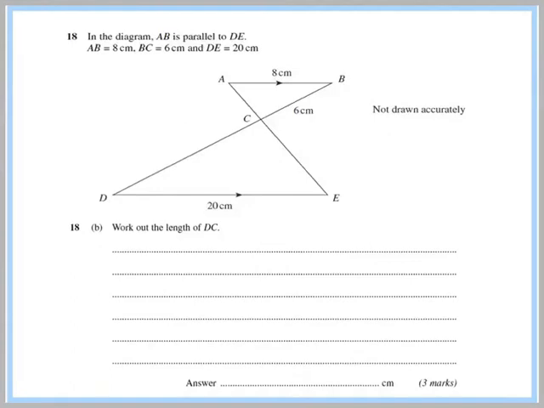We're going to have a look at two fairly difficult examples of similar triangles, and what we've got to do here is work out the length from D to C.